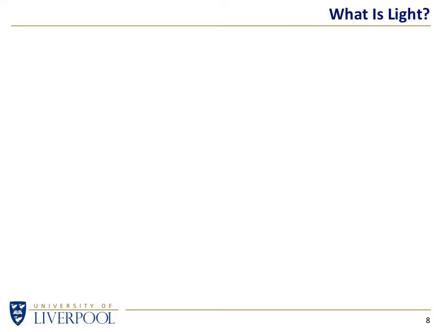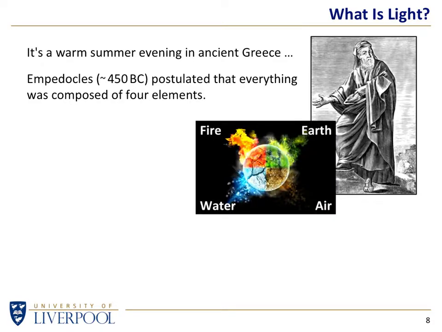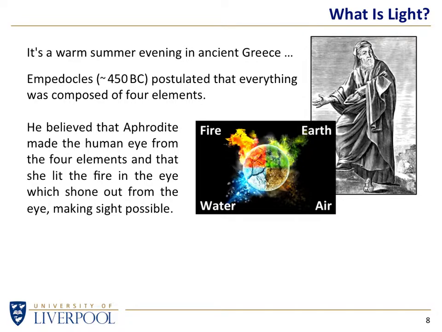So we can start with what is light to start with, and as a homage to Sheldon Cooper in the Big Bang Theory, we can start with it's a warm summer evening in ancient Greece when people started thinking about the nature of light. And so a few hundred years BC, Empedocles here basically said, well, everything is made of earth, air, fire, and water, so your eyes are the same. And basically that means your eyes are made of earth, air, fire, and water and emit light, and that's how sight works.